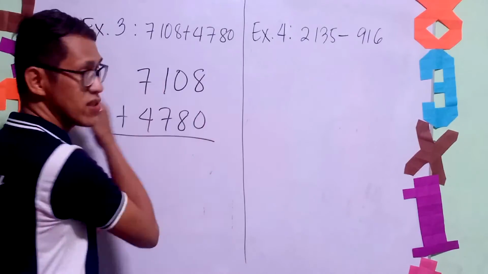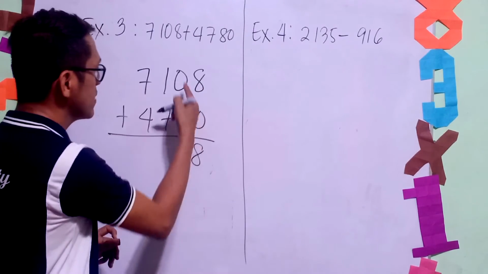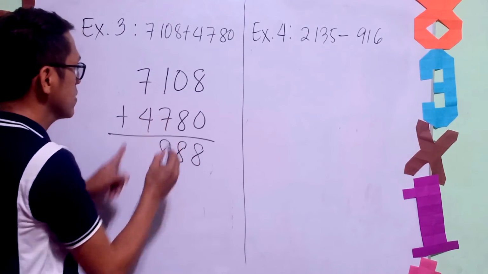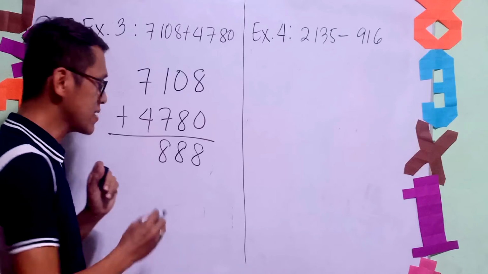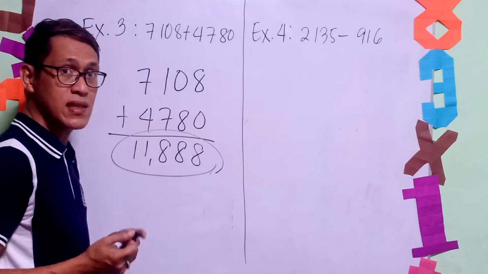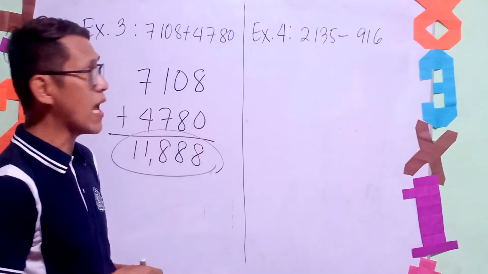Then start from right to left. So let's add 8 plus 0, that's 8, correct? 1 plus 7 is 8. Then 7 plus 4, yes, 11. So the sum is 11,888. Let's go to the next example.